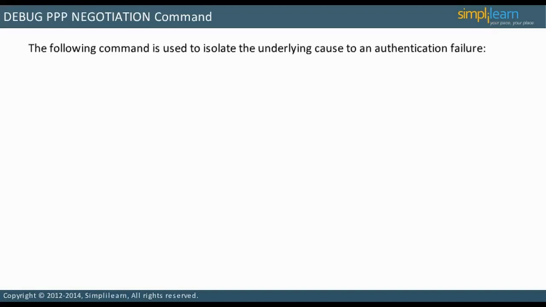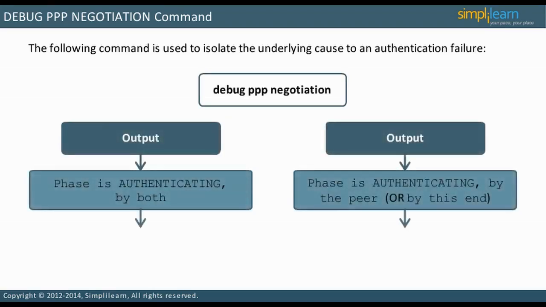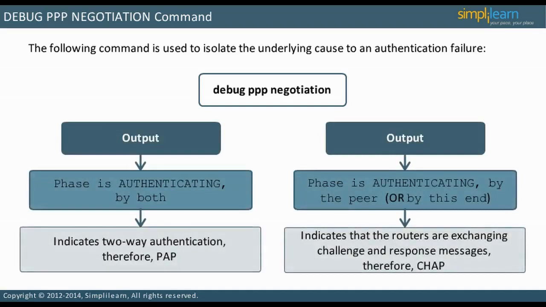If PAP or CHAP authentication fails, the connection between the devices will not be up. Many factors can cause interface problems. To isolate the underlying cause for an authentication failure, you may have to use the debug PPP negotiation command. As expected, the debug output from an authentication failure from PAP and CHAP differ. Take some time to study the difference in the output as shown on the slide.